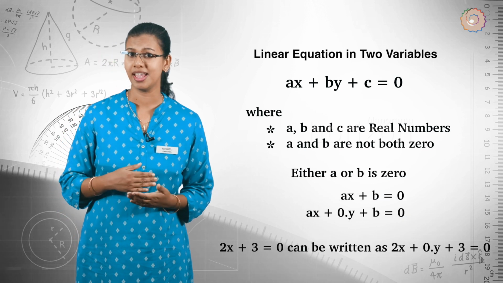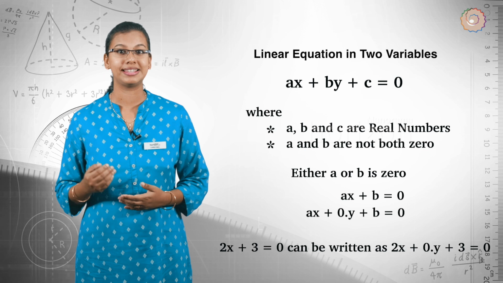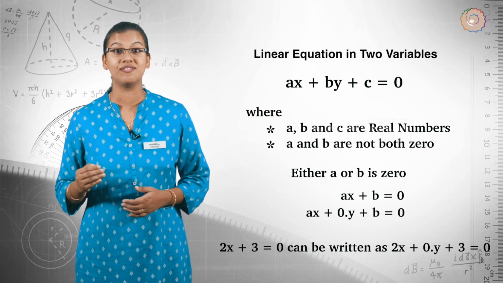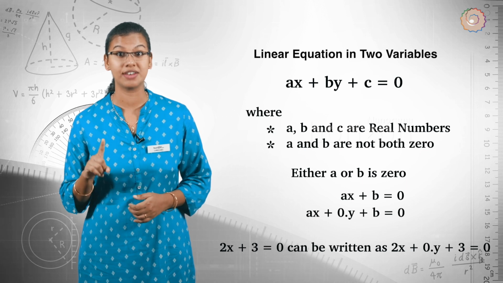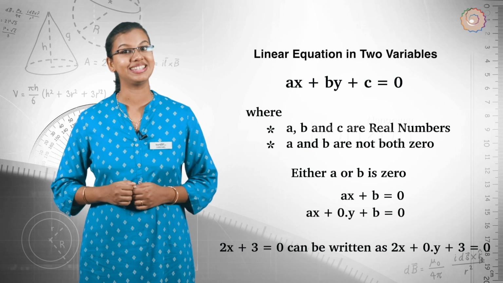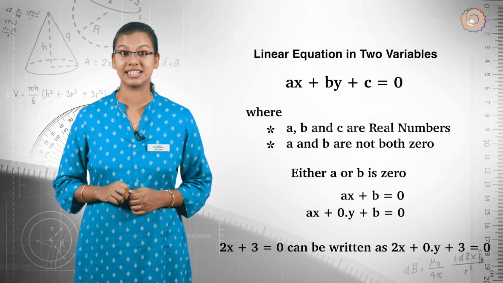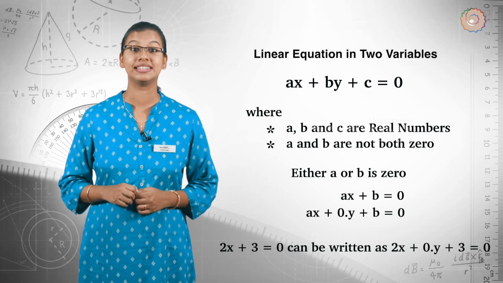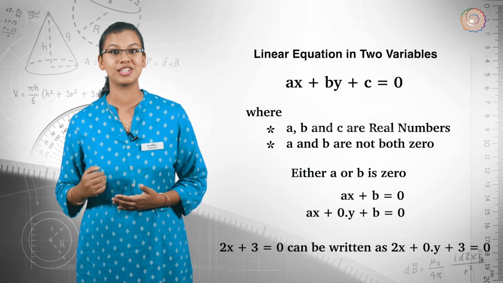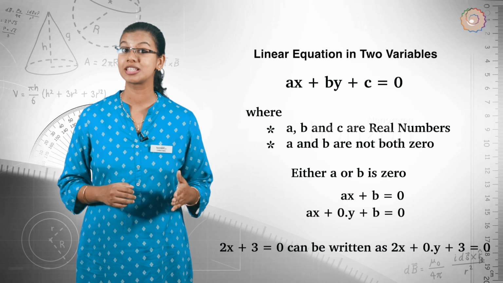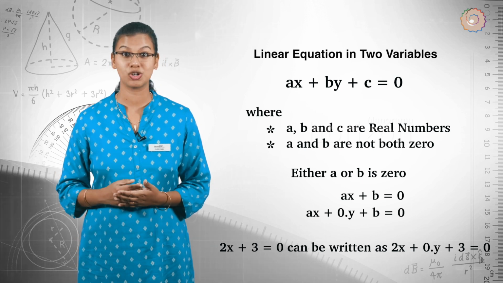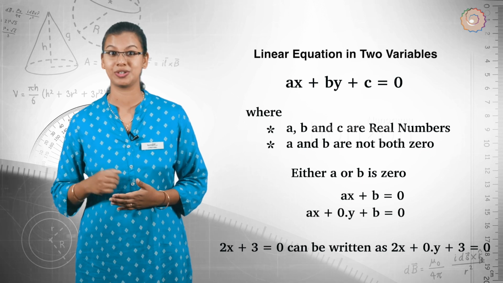What if either a or b is 0? Then it will be of the form ax plus b equal to 0, which is a linear equation in one variable x. But such equations can also be expressed as linear equations in two variables, as they can be written in the standard form, that is ax plus 0 into y plus b equal to 0. For example, 2x plus 3 equal to 0 can be written as 2x plus 0y plus 3 equal to 0.